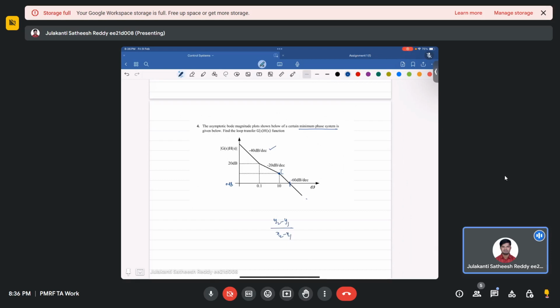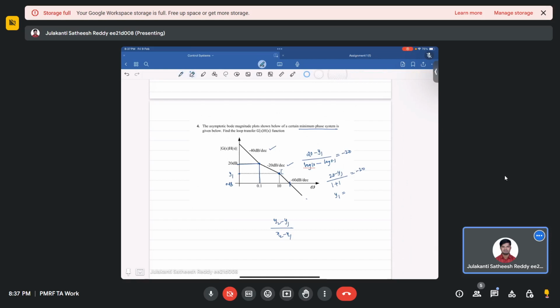Suppose you don't know this magnitude. How will you calculate it? What is the first thing you know? See, at this point you know the dB as well as the frequency. At this point you don't know the dB, but you know the frequency. So you know the slope. So I can write 20 minus y1, taking this one as y1, divided by log 10 minus log 0.1, which will give minus 20, right? So now this will become 20 minus y1, 1 minus, how much is it? Plus 1, so how much is it going to be? So y1 will give minus 40, no, something is wrong.